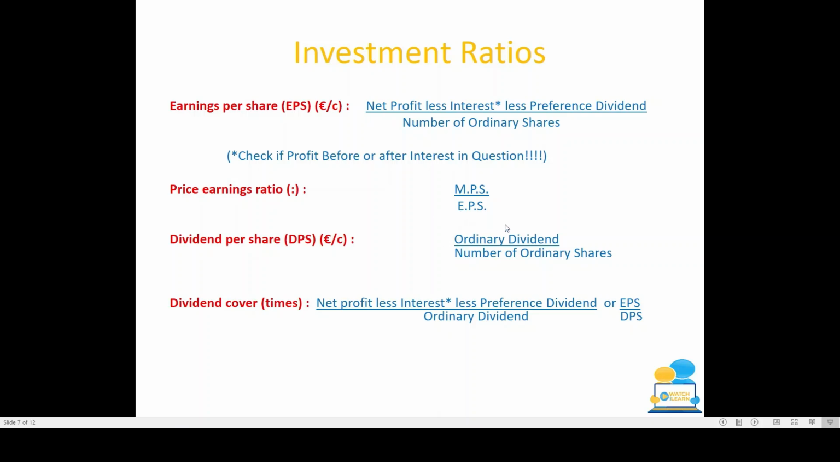The dividend per share is the ordinary dividend. So remember, we spoke about the preference dividend, being able to work that out, and we're given the total dividend. So the difference would be the ordinary dividend. So that ordinary dividend over the number of ordinary shares that were issued.